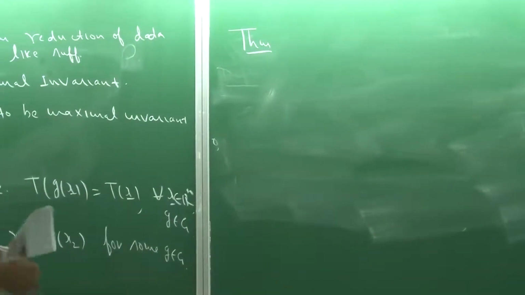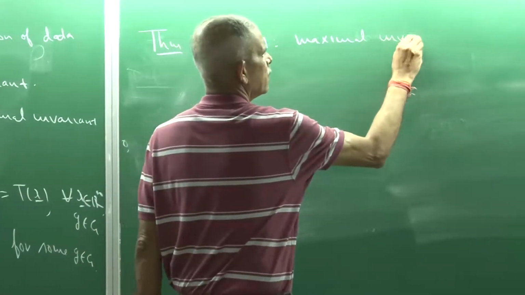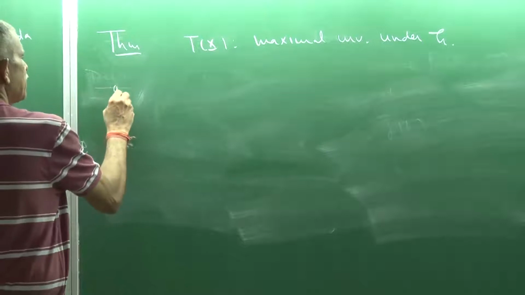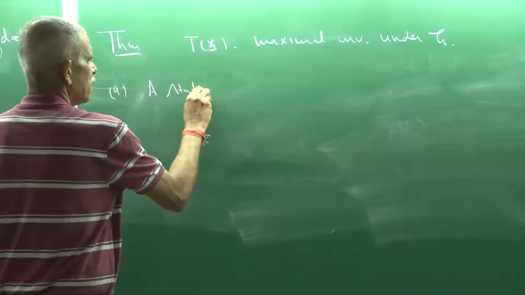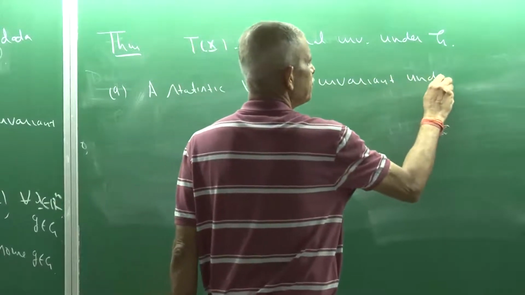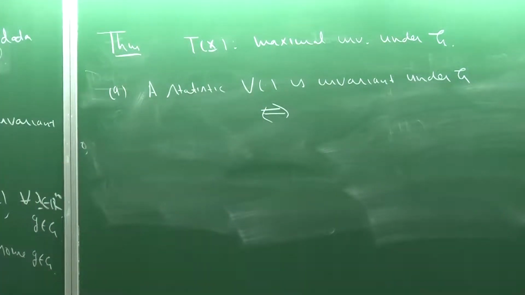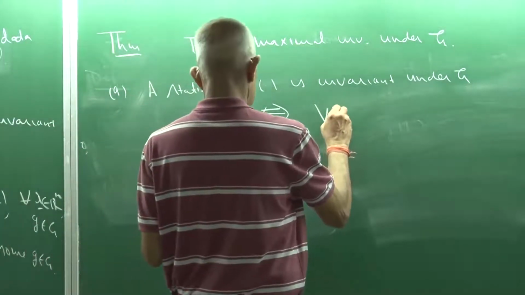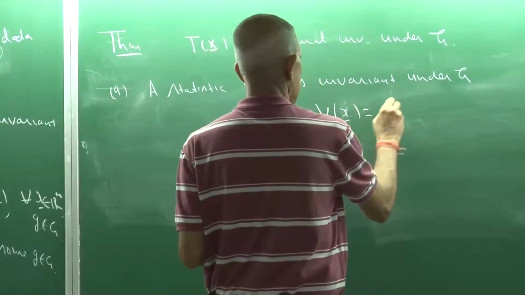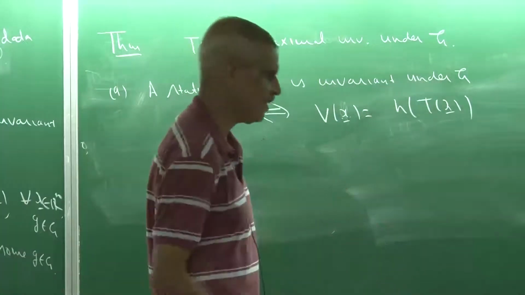the maximal invariant statistic, so let us say T(x), is suppose maximal invariant under G. Then the first part says a statistic V is invariant under G if and only if V is a function of T. So V is the same as h of T. So that is why it is a maximal invariant, not a minimal. In minimal sufficiency, it was happening the other way.